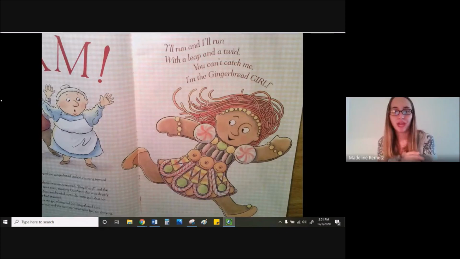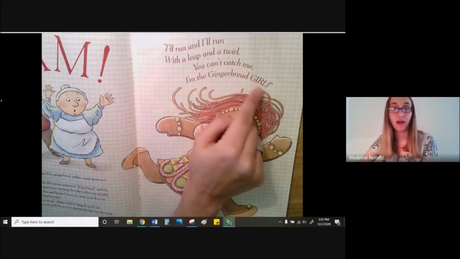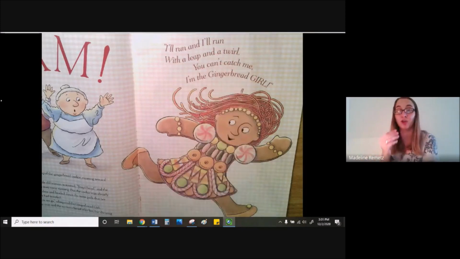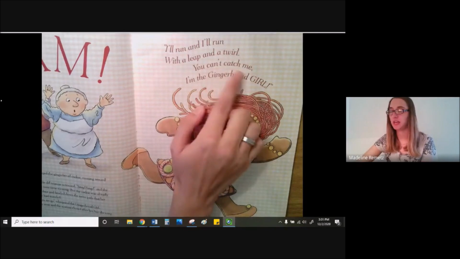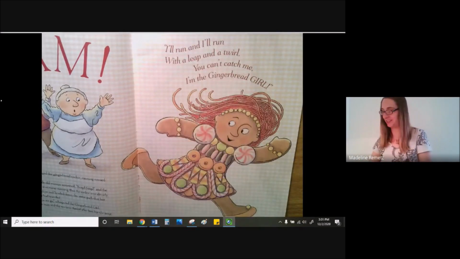"As fast as you can, gingerbread man. With a leap and a twirl, I'm the gingerbread girl." So because the word is now girl and not man, they had to change the rhyming word to have that -irl ending sound. "With a leap and a twirl, you can't catch me, I'm the gingerbread girl." Ooh, so now we have a new rhyme to remember.